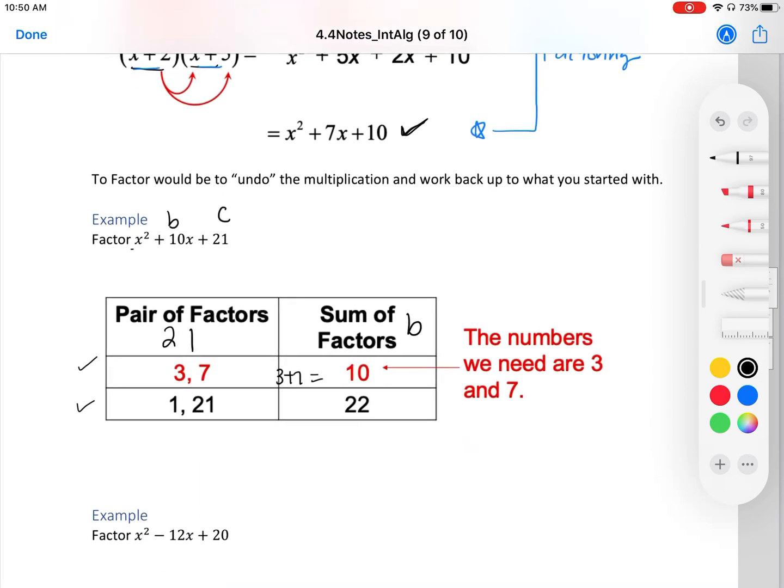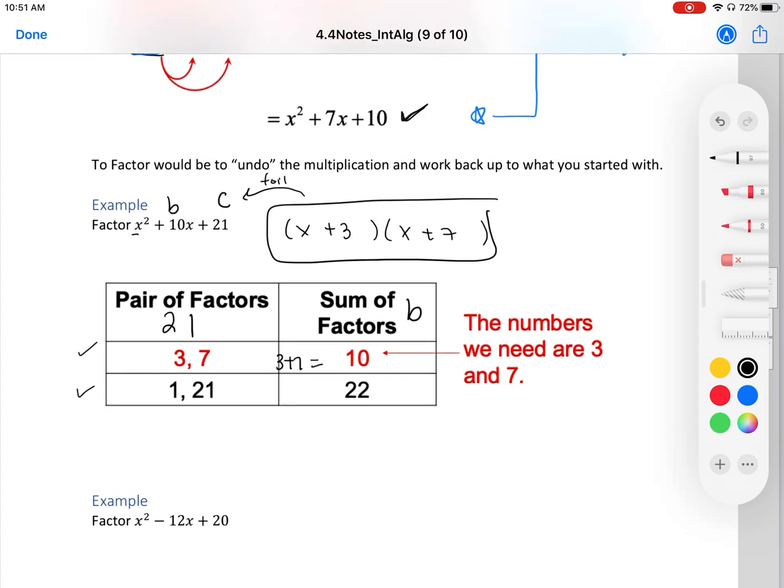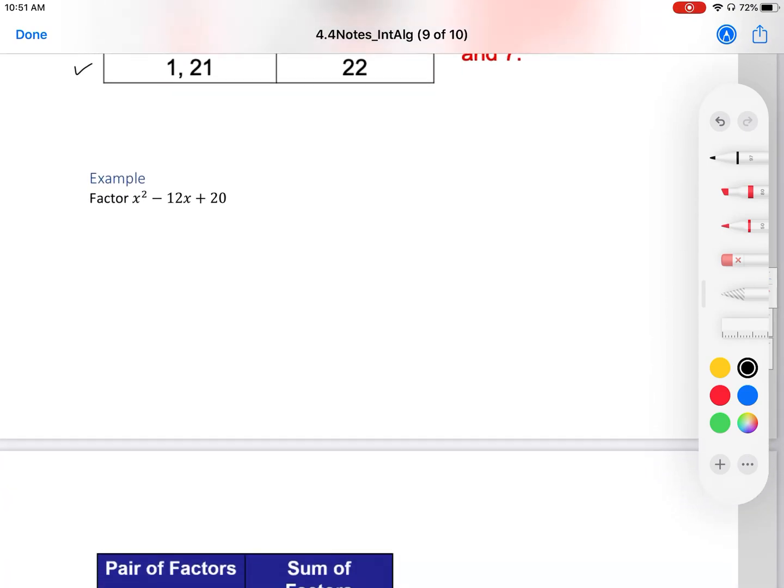So because we have an x squared, this would factor to be, we take that 3 and 7, positive 3 and positive 7. So those two, if I were to FOIL, would give me back to here. You have done it. This is factoring, and that's the entire section. So if you're okay with this, you can move on. But if you want to see more examples, let's continue.